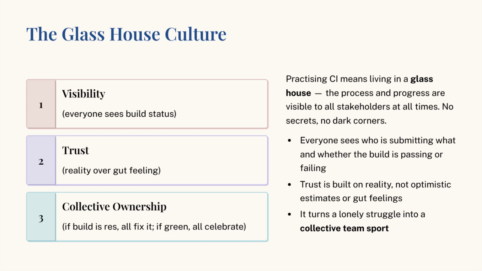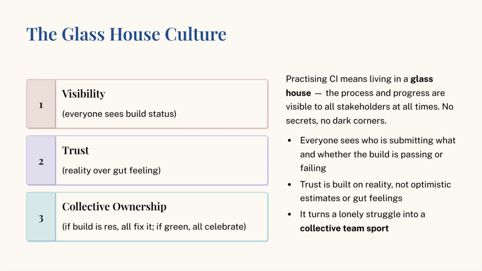You have probably seen projects at the office where someone works in a dark corner for weeks and hides their progress because they are afraid of feedback. CI forces us out of that corner. It builds trust because everyone knows the status of the project is based on reality, not on someone's optimistic estimate or gut feeling. If the build is red, we all know it and we all help fix it. If the build is green, we all celebrate the progress. It turns the project from a lonely struggle into a collective team sport where everyone is pulling the rope in the same direction.